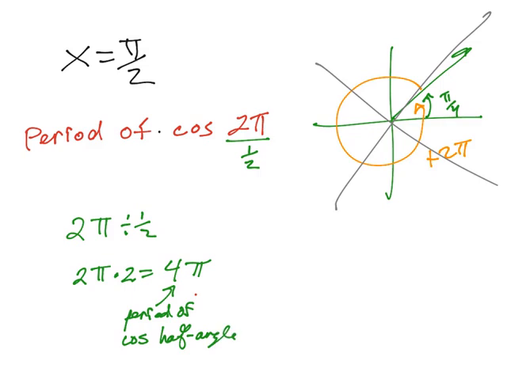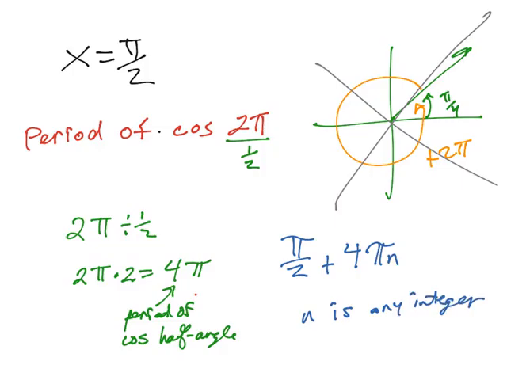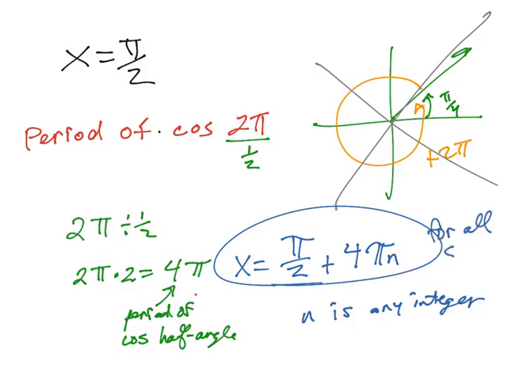That means we are going to take our answer of pi over 2 and add 4 pi n, where n is any integer, and that gives us our answer for all solutions. Because if we just keep adding 4 pi, we're going to get back to where we need to be for the solution of this equation, playing with our half angles. Okay.